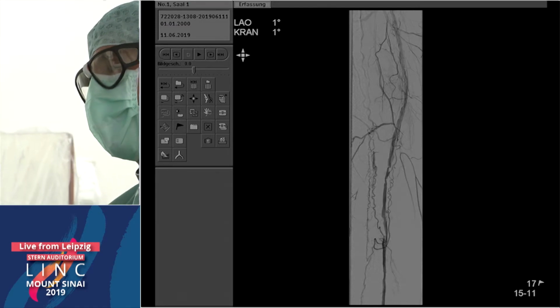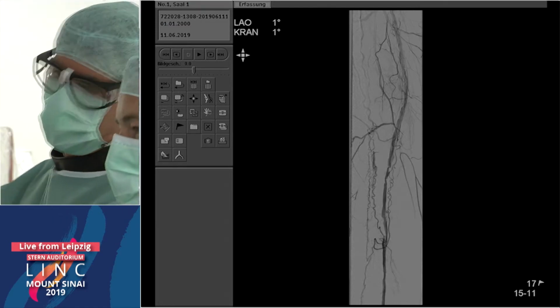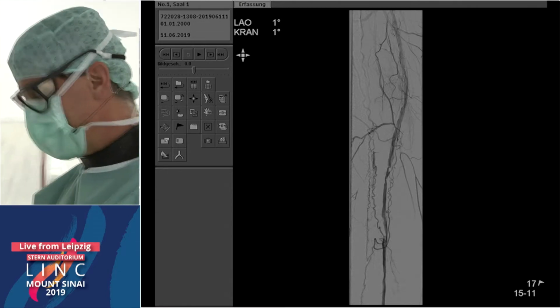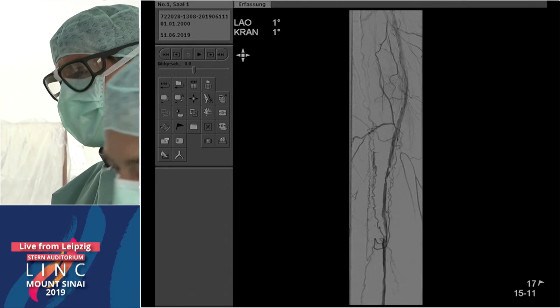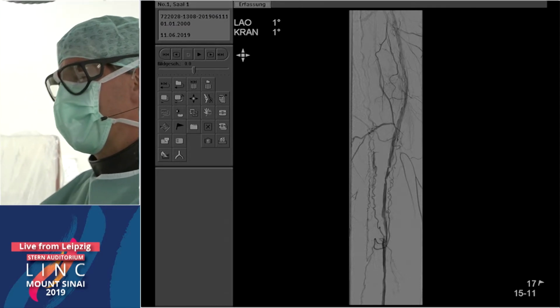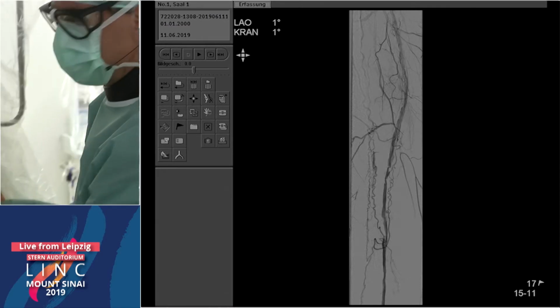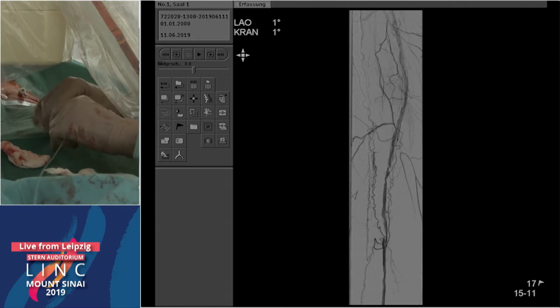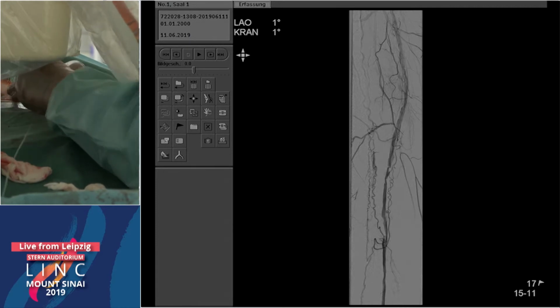There's a beautiful re-entry with the Bollier technique. Yeah, I think that's as you expected, but this is an eccentric re-entry, and we probably have to do something in that particular region to optimize the situation now.